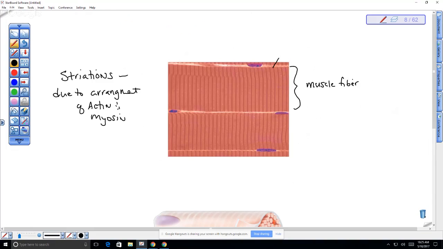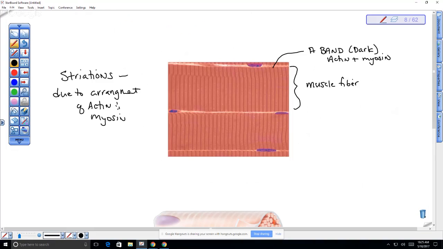The dark band is called an A band. They use the letter A, and that's the dark band. It has both actin and myosin, so it is darker in coloration.